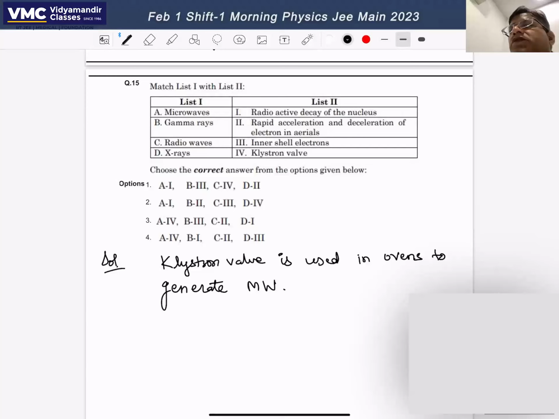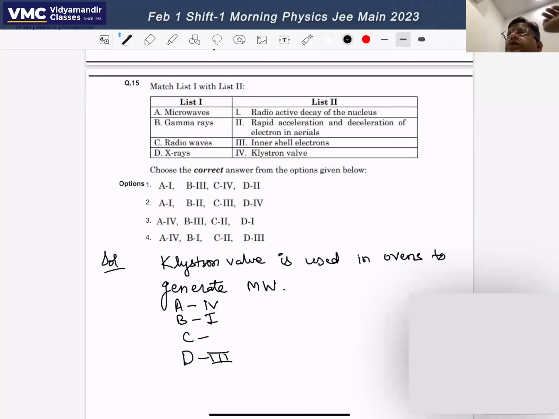From inertial electrons are removed when bombarded in a target, and X-rays are emitted. So this third D option will match with third. This microwave option matches with klystron, that is say fourth. Then this B gamma rays matches with first, and this third C option radio waves.